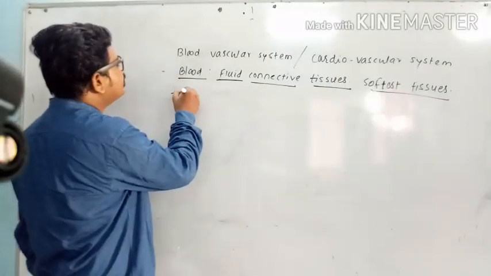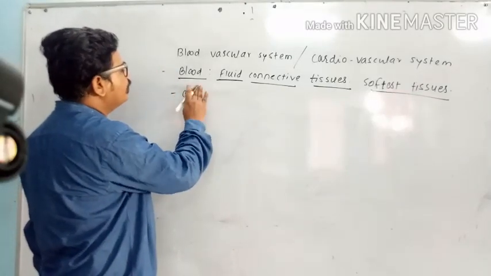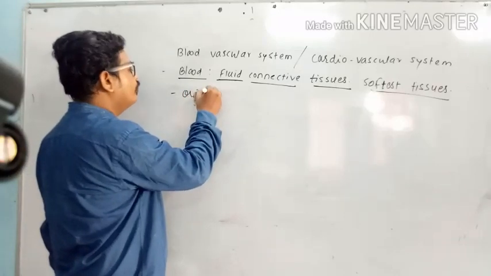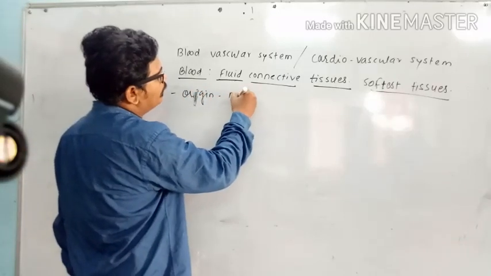Okay? Blood is derived from the origin of blood. The origin of blood is mesodermal.